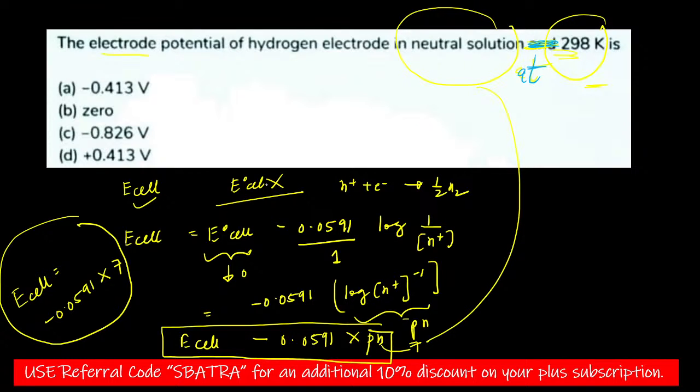The answer is minus 0.413. Option number A is the correct answer. If nothing is given, we always take the reduction half cell, because if we take the oxidation half cell, we get a different answer.